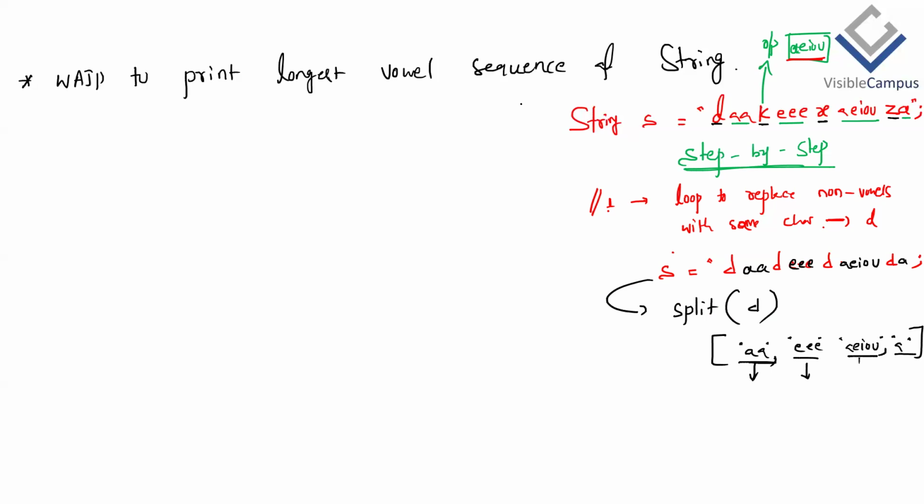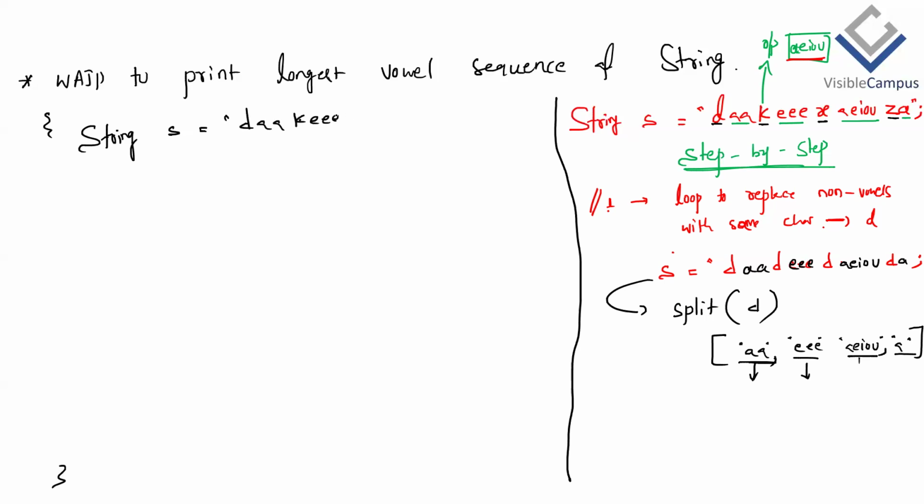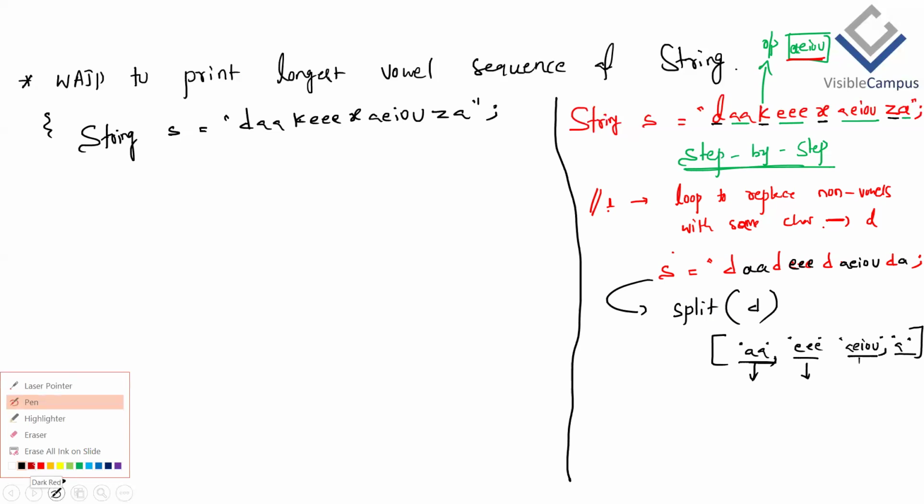Understanding is a bit simple, but for writing the code we have to follow some steps very clearly and carefully. So assume this is the main method. Inside this, first there is a string input we can read from the keyboard, and our logic is going to be generic. For the string s, I'll take the same input: D, double A, then K, triple E, then X, AEIOU, then followed by Z, A is my input. Again, our logic is going to be generic; we can take any input.